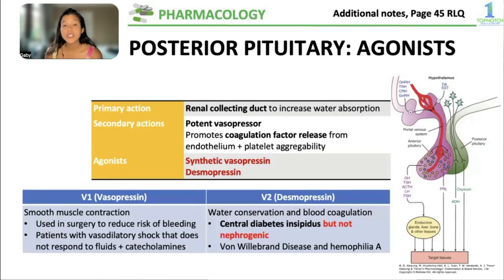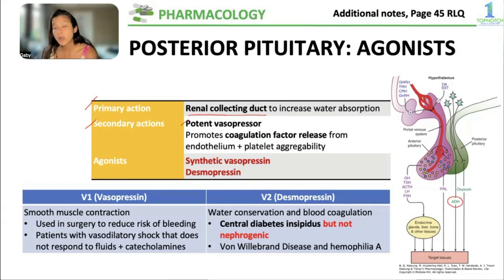The other hormone that is produced by your posterior pituitary gland is your ADH, or your antidiuretic hormone. So the name of the hormone essentially tells you what it does. So it prevents diuresis. It prevents us from peeing out water by promoting reabsorption of water. So its primary action is on the renal collecting duct to increase water absorption. However, it also has a secondary action, which is why its other name, ADH, is also called vasopressin, because it is a potent vasopressor. So it promotes the constriction of your vessels.